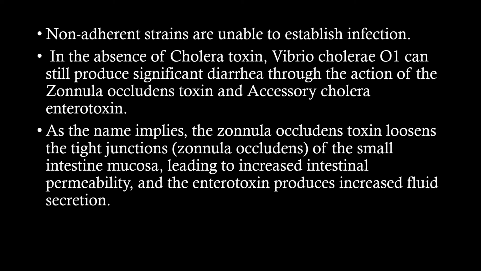In the absence of cholera toxin, Vibrio cholerae O1 can still produce significant diarrhea through the action of the zonula occludens toxin and accessory cholera enterotoxin. As the name implies, the zonula occludens toxin loosens the tight junctions of the small intestinal mucosa, leading to increased intestinal permeability, and the enterotoxin produces increased fluid secretion.